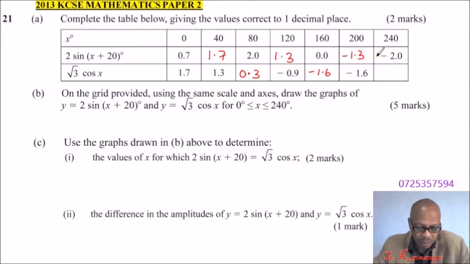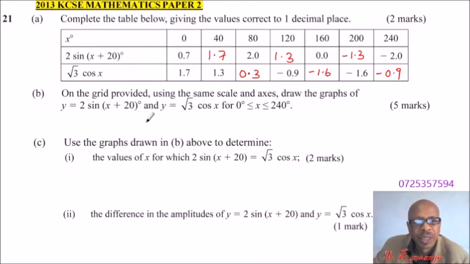So we have root 3 cosine of 240, and that should give you minus... let's do it again, root 3 cosine of 240, and that should give you minus 0.9 to one decimal place. So with the help of a calculator, you should be able to fill this table easily.